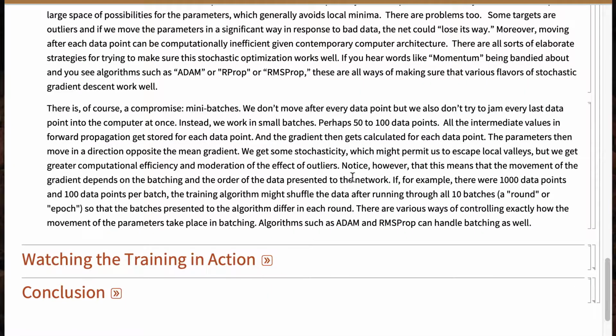There's a compromise, and this is what generally tends to be used, which is mini batches. You don't move after every data point, but you also don't try to clog up your computer with every single data point at once. So maybe you shove 100 data points at the computer, and then you average up the gradients, and then you move in the direction opposite the mean gradient. So you get some randomness depending on what the batch contains, but it's sort of smoothed out. Like an outlier, if it's got 100 other pieces of data, it shouldn't have that much of an effect.